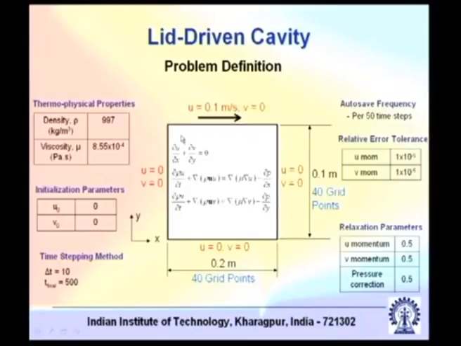Now, let us look into this problem definition. You have the top boundary being pulled towards the right with a velocity of 0.1 meter per second. The left and the right walls are subjected to 0 velocity, so no slip no penetration boundary condition, and the bottom wall is also subjected to no slip no penetration boundary condition.